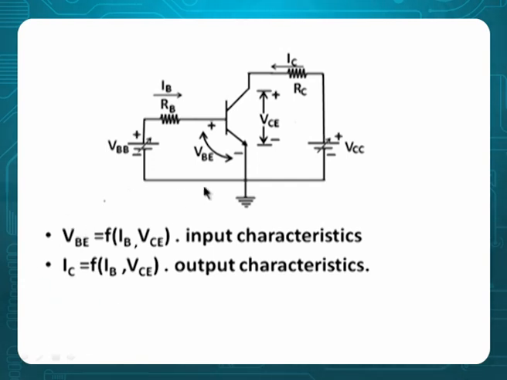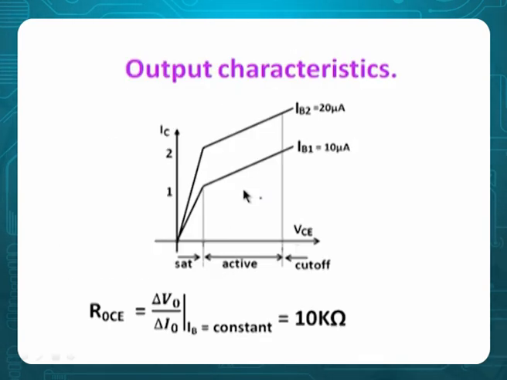The one point you must observe now. In common emitter, we have taken VBE, base to emitter, and this is collector to emitter. Base to emitter, collector to emitter. Whereas if you take common base, you will have emitter to base. That is the meaning, emitter to base. So once you get the characteristics equations, you can go for the characteristics.